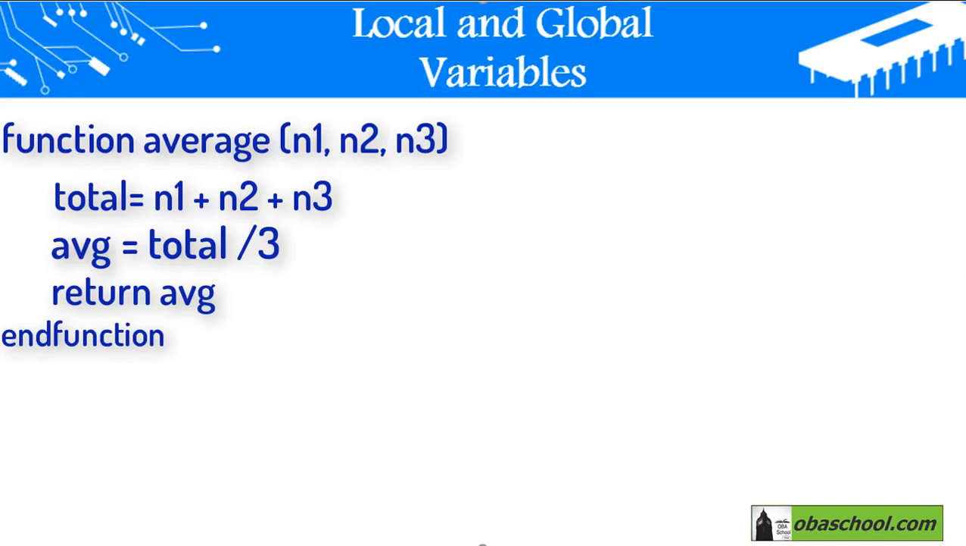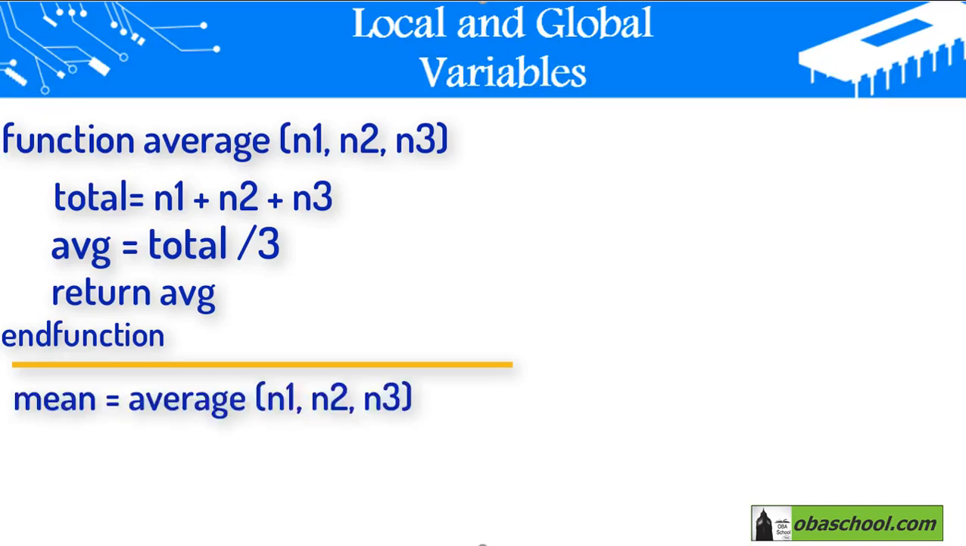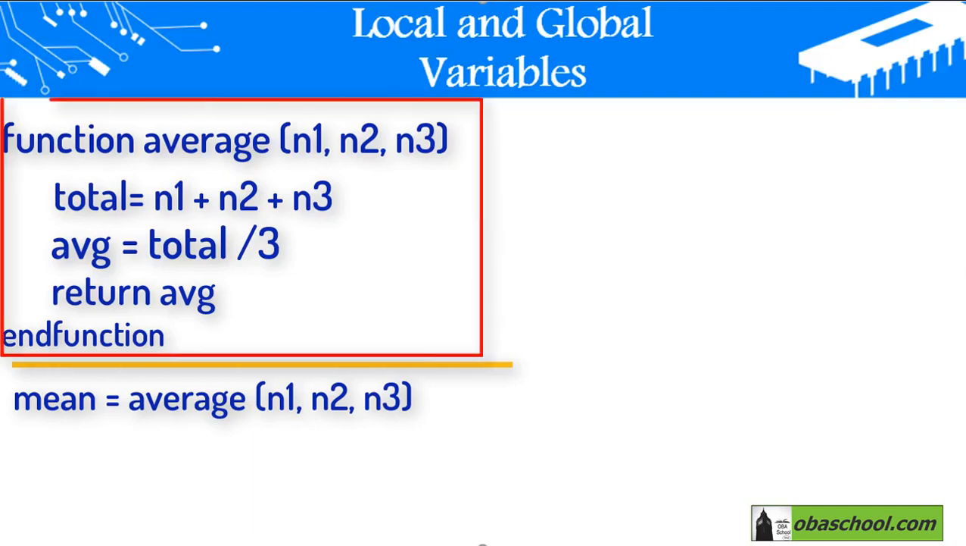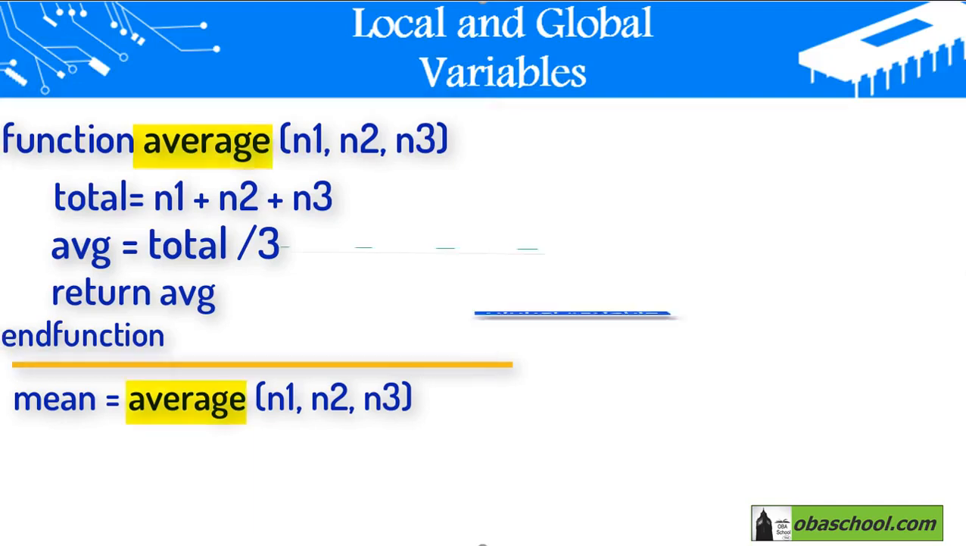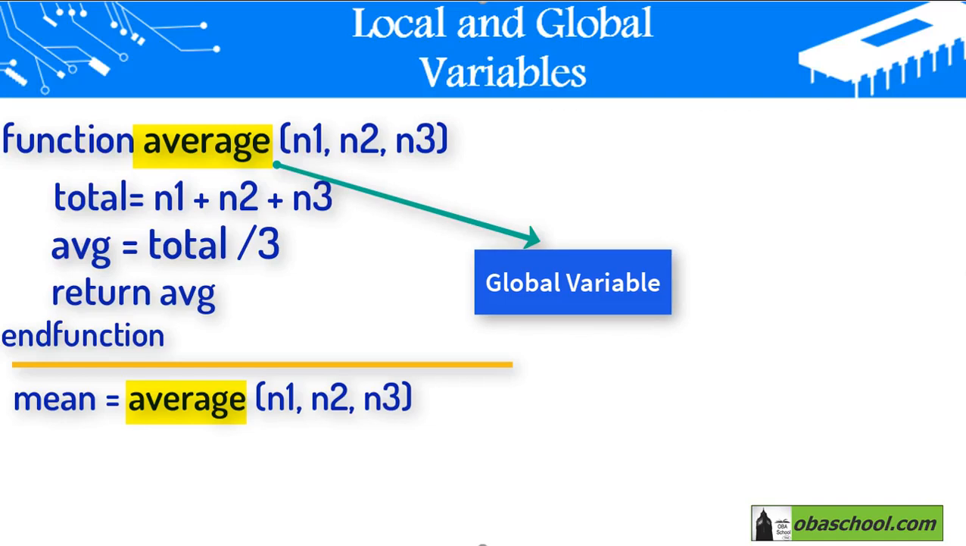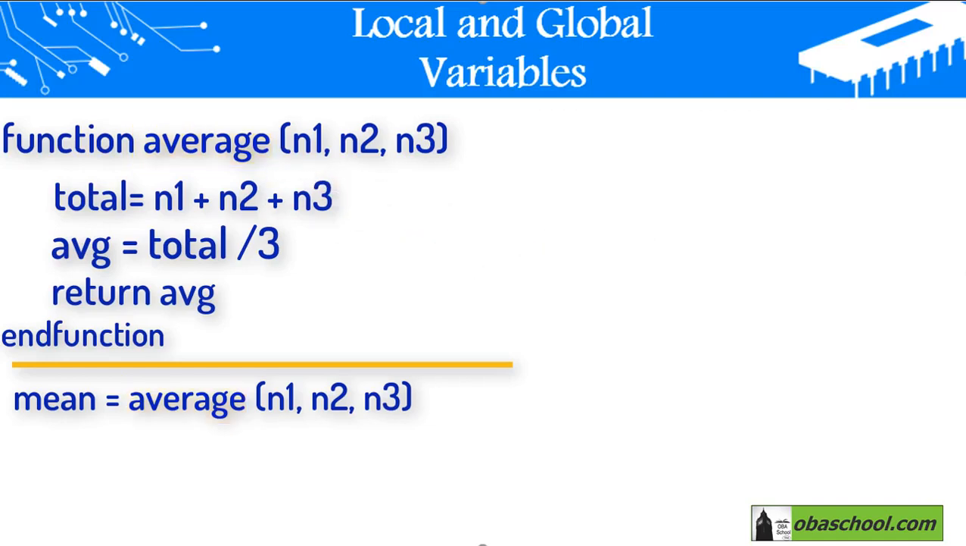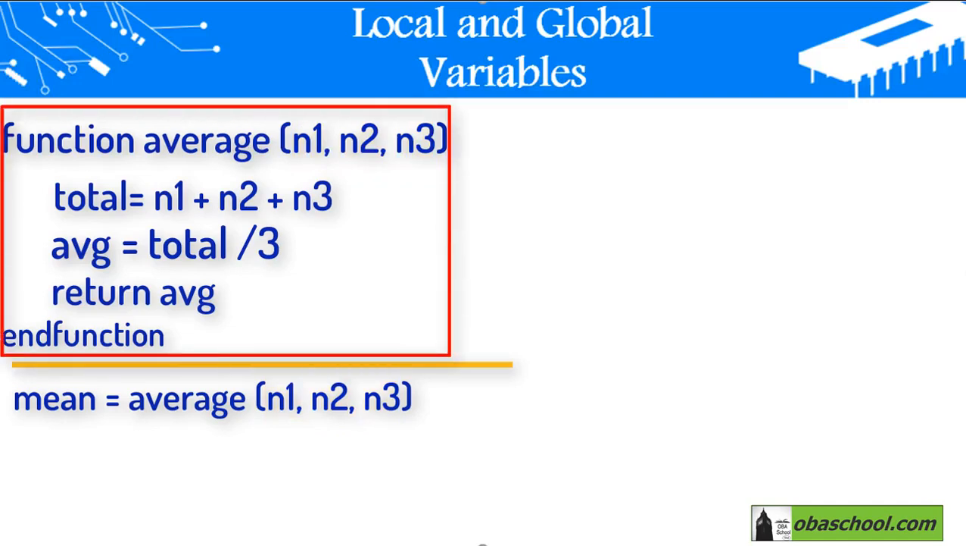To call this function, we use a statement in the program. Suppose in the program we have a variable called mean. The mean calculates the average. To call the function, we put in variable mean the global name for the function, which is called average. And we pass it the three parameters, which are n1, n2, and n3. So now we are calling the function using the global name average.